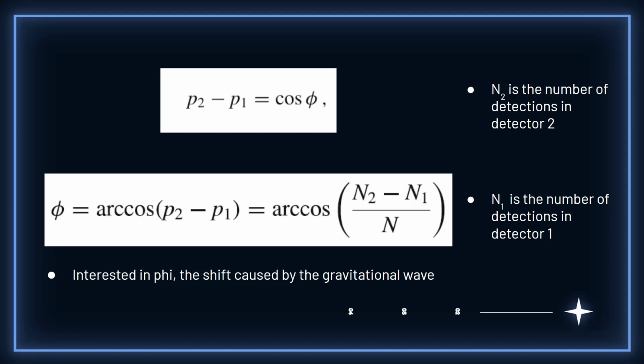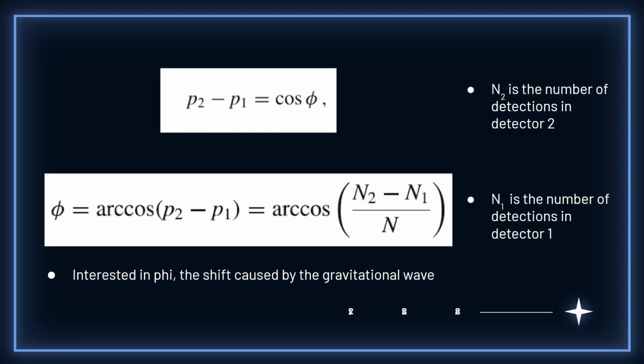Furthermore, for n number of experiments, the counts in detector 1 and 2 are defined as n1 and n2 respectively. We can then estimate the probabilities of P1 and P2, yielding us a more practical form to calculate the phase shift, which is phi equals the inverse cos of (n2 minus n1) over n. Now we know how to calculate the phase shift.